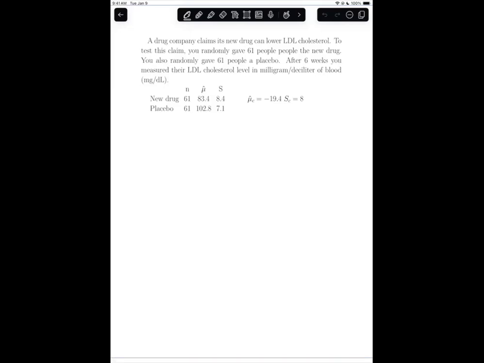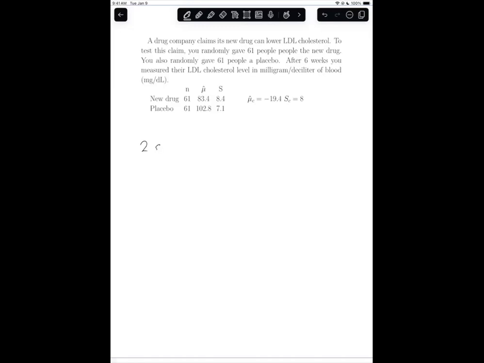Our scenario is a drug company claims its new drug can lower LDL cholesterol. To test this claim, you randomly gave 61 people the new drug. You also randomly gave 61 people a placebo. After 6 weeks, you measured their LDL cholesterol level in milligrams per deciliter of blood, and then some results are given. So the first thing we need to determine is what is the test situation.